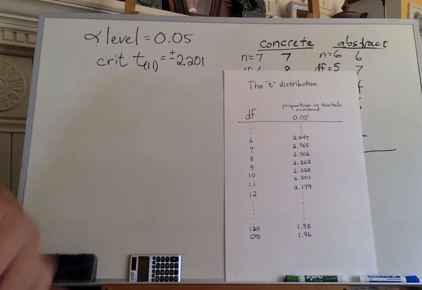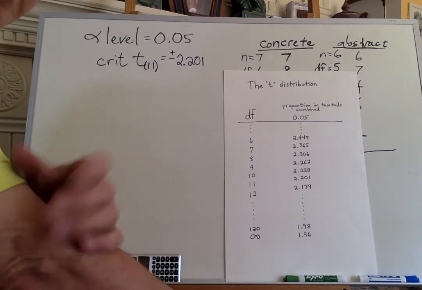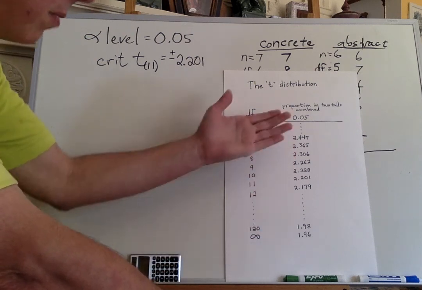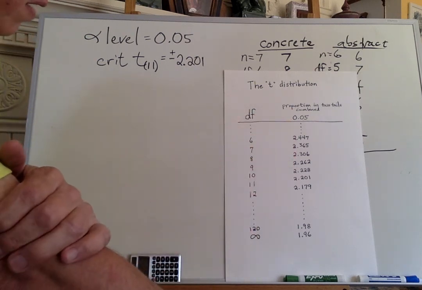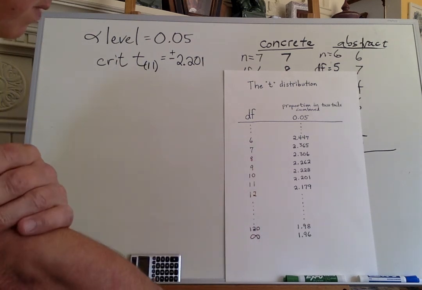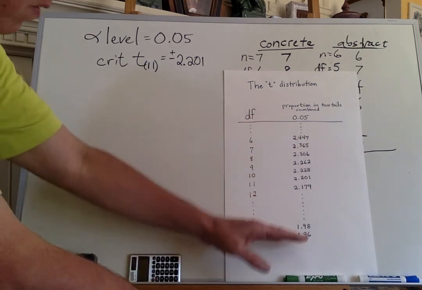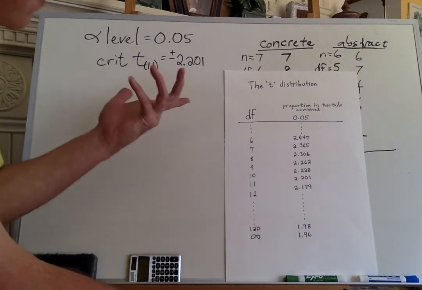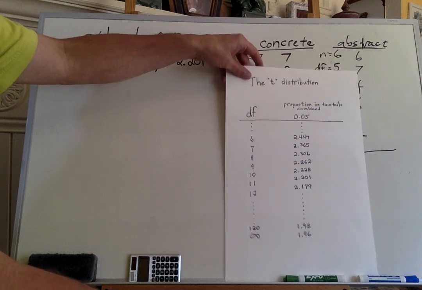If you recall, we should remember that it's going to be 2 point something for any reasonable number of degrees of freedom. We'll go all the way down to degrees of freedom of infinity, which gives 1.96. That would mean that we're using a z-score.